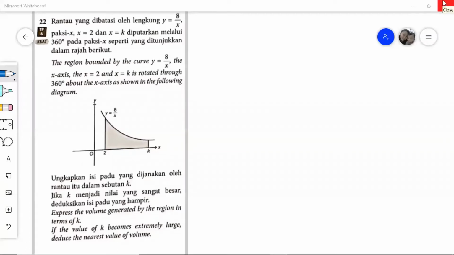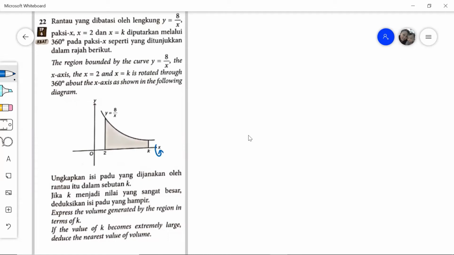Hi everyone, this is Practice Formative, Chapter 3, question number 22. The region bounded by the curve y equals 8 over x, the x-axis, x equals 2 and x equals k is rotated through 360 degrees about the x-axis as shown in the diagram.